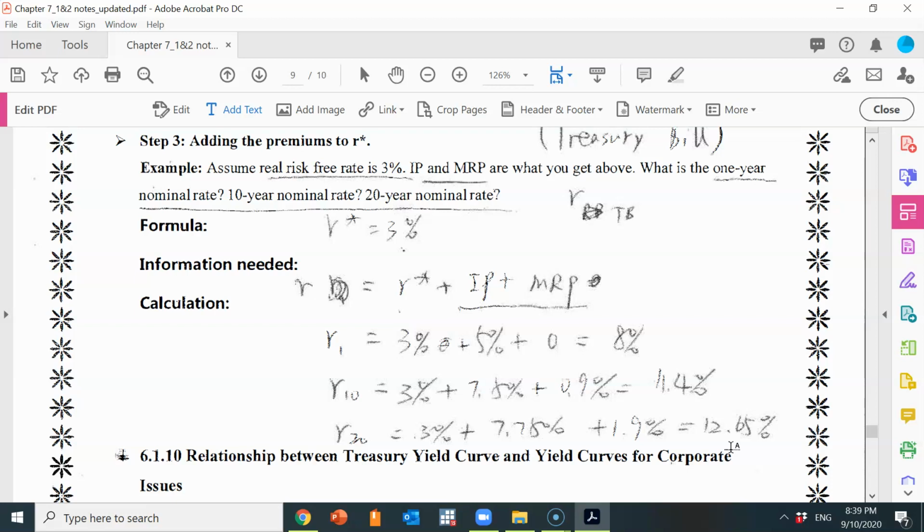You can see that in this example, it's a typical case where when T increases, our IP increases and MRP also increases, so our interest rate R increases. Here R and T have a positive correlation. When T increases, R increases. So the slope of the yield curve is upward sloping.